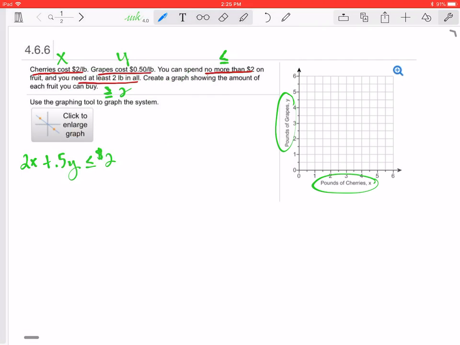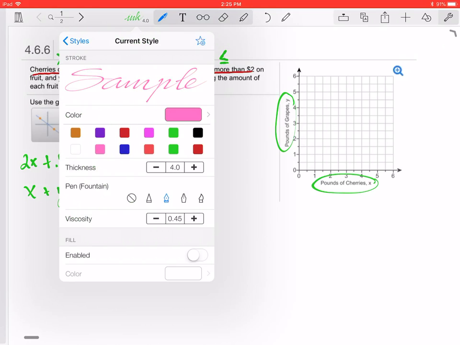For our second inequality, let's talk about the amount of fruit that we need to buy. It says that we need to buy at least 2 pounds, so our symbol is going to be greater than or equal to 2. Since we're just talking about the pounds, we're not going to add in the dollar values. We're just going to talk about the number of pounds of cherries and the number of pounds of grapes that we're going to buy.